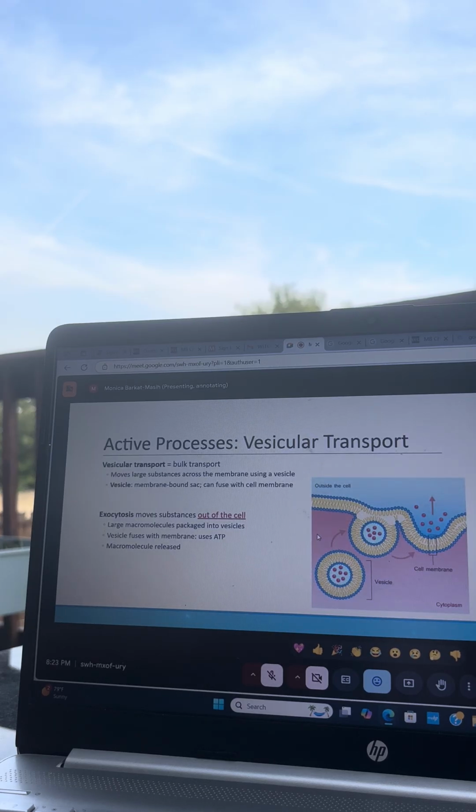Okay, and now the other type of examples of active processes is the vesicular transport. And vesicular transport includes exocytosis and endocytosis. What is exocytosis? It moves substances out of the cell. Yes, so things are moving out of the cell, and that is exocytosis.